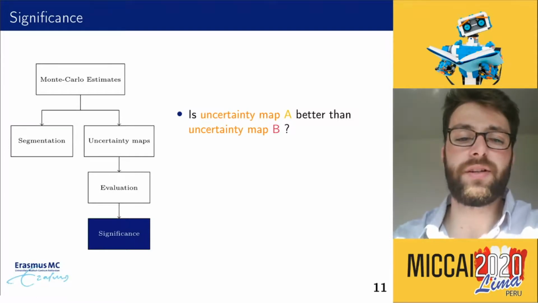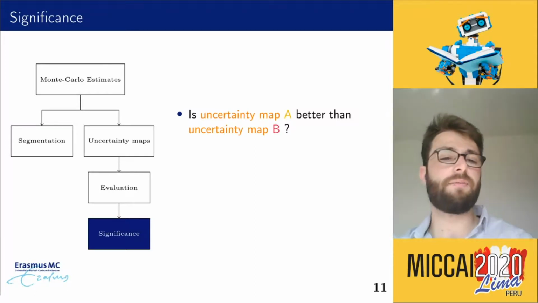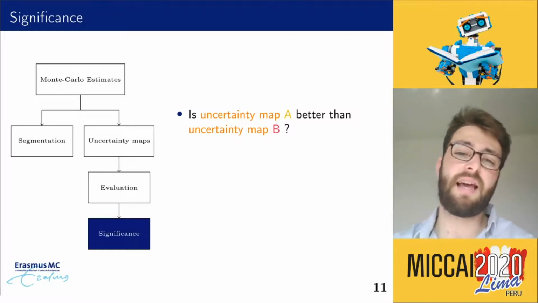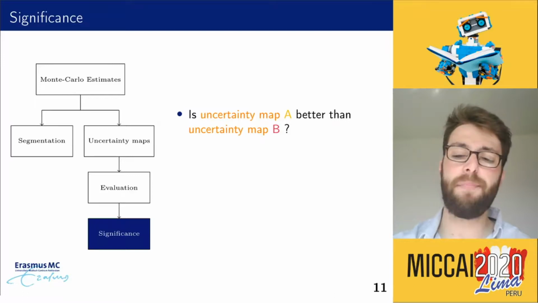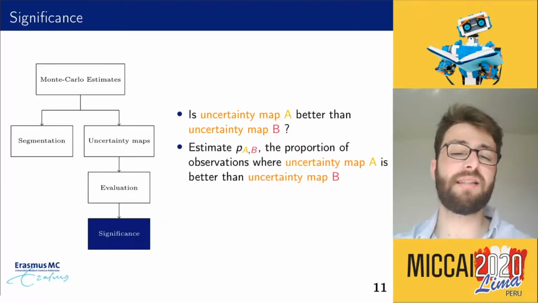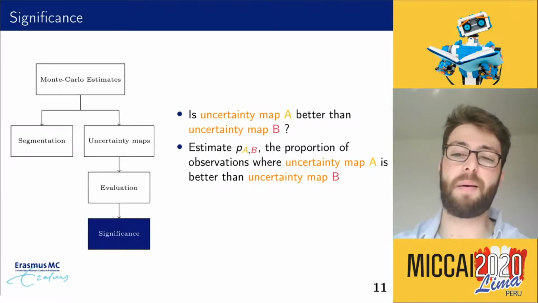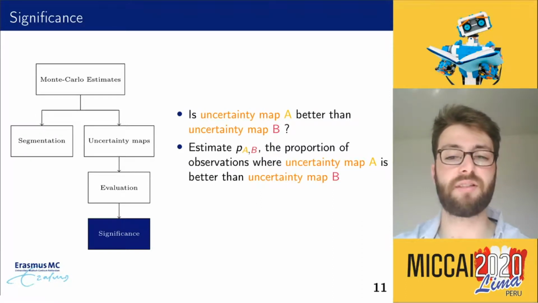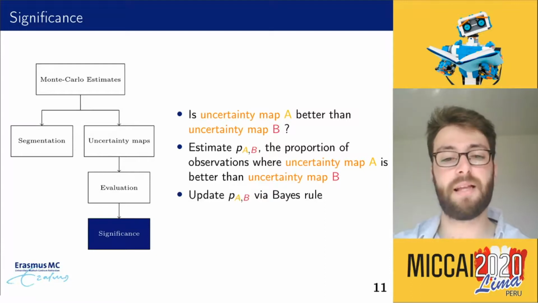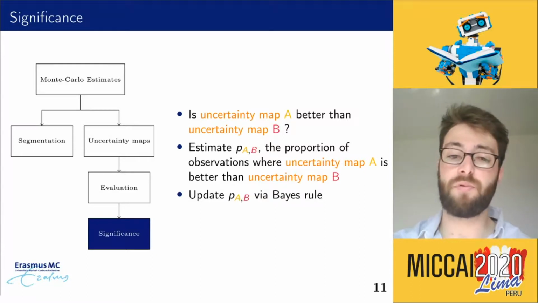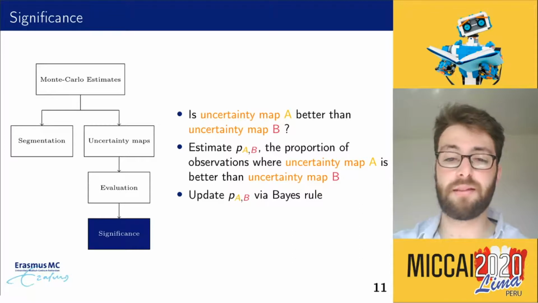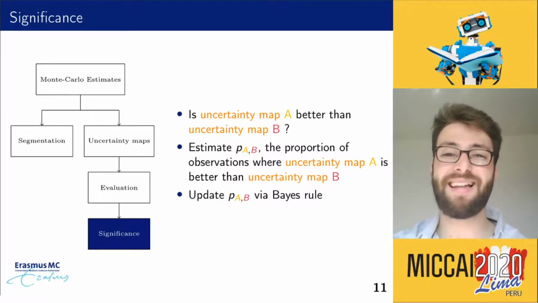So the question we want to answer in this part is: is uncertainty map A better than uncertainty map B? To do so, we estimate the proportion of observations where uncertainty map A is actually better than uncertainty map B. Then we update this proportion via Bayes rule. For further details, I will let you read the paper.